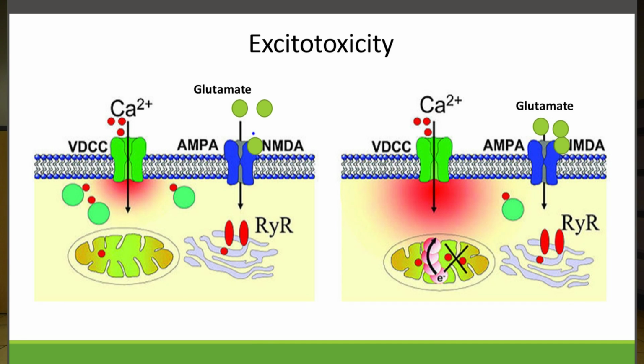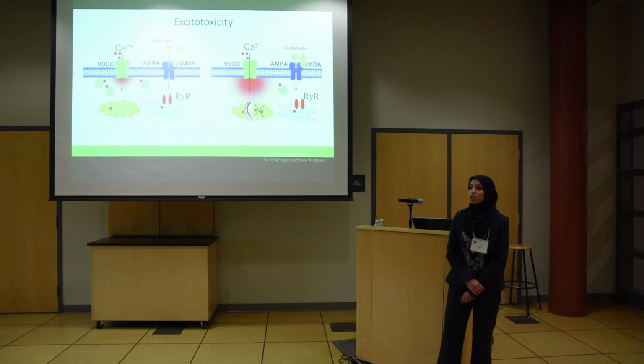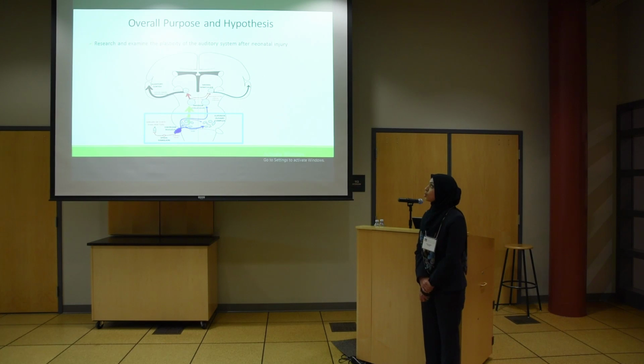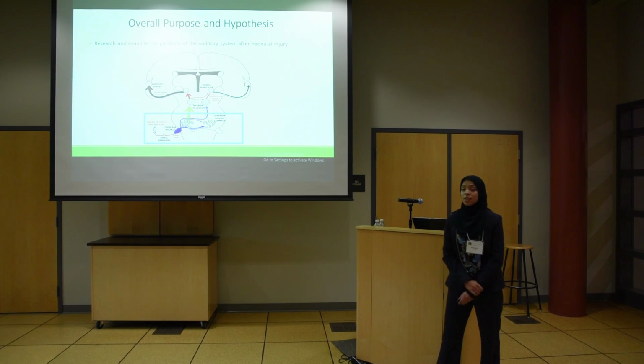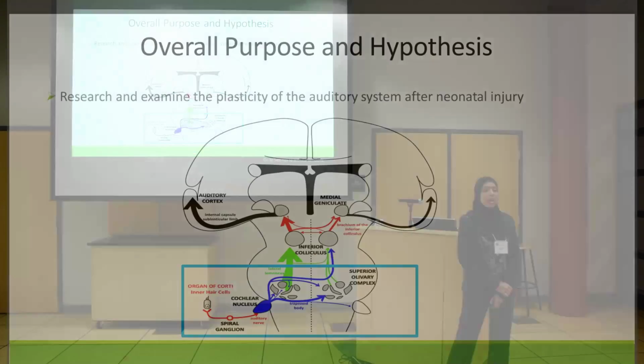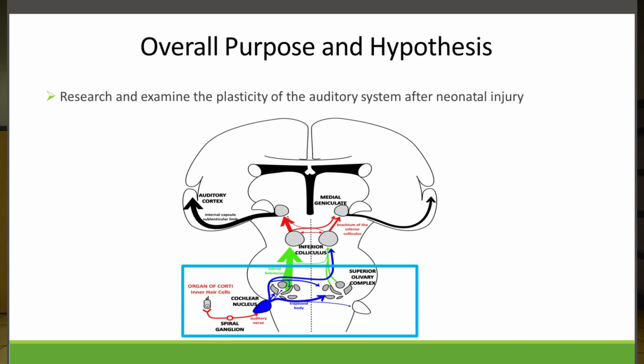That influx of calcium can cause cytoskeleton degradation, as well as opening of the pores of the mitochondria, which will lead to release of reactive oxygen species, as well as caspases. And that can lead to apoptosis or neuronal cell death. So just the overall purpose and hypothesis of our study, we wanted to research and examine the impact excitotoxicity has on the auditory brainstem. Specifically, we'll be looking at the spiral ganglia, the cochlear nucleus, and the superior olivary complex.